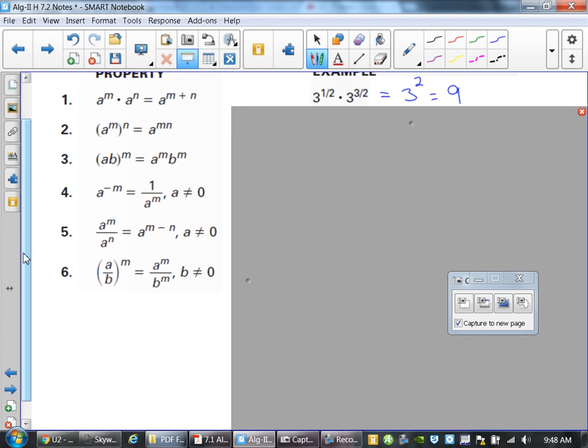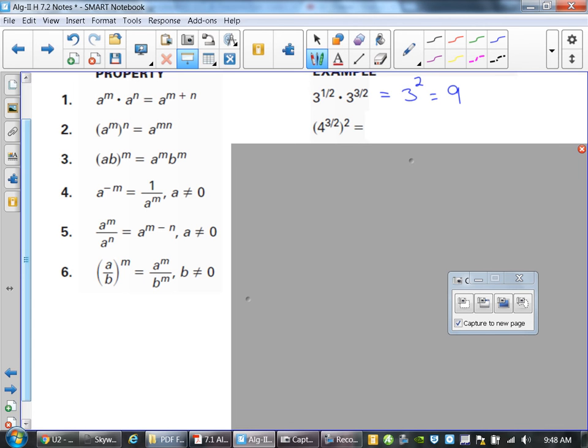Exact same property happens when we had power to power. If I have 4 to the 3/2 squared, power to power. So you get 4 cubed. What's happening? What's 3/2 times 2? 3.